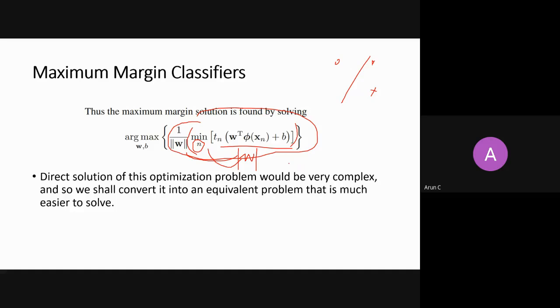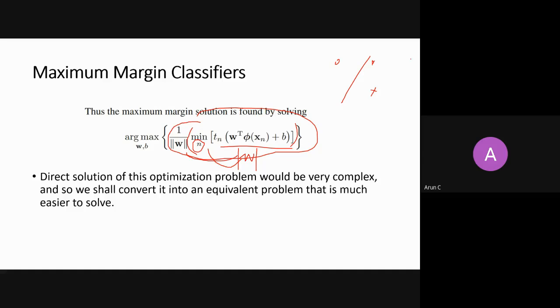What does it intuitively mean when we bring W outside this minimum term? Still, things will be the same. It will not affect anything. Who will tell me why bringing W outside will not affect the solution? Because I just need to know the point nearest to my hyperplane. Whether W is scaled or not, the nearest point will still be the nearest point.